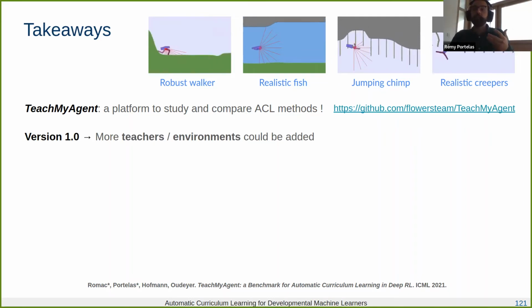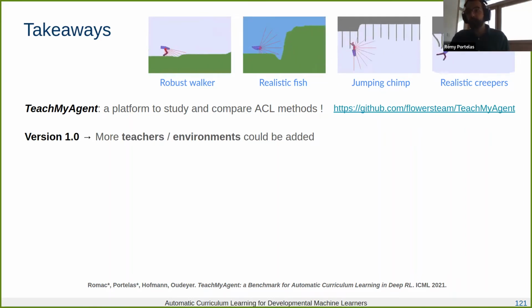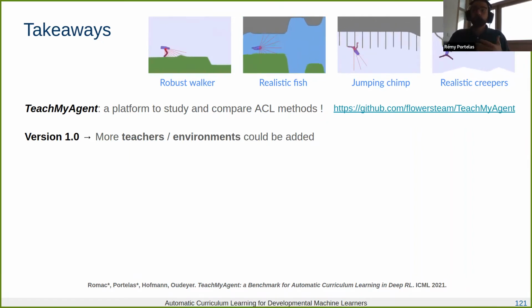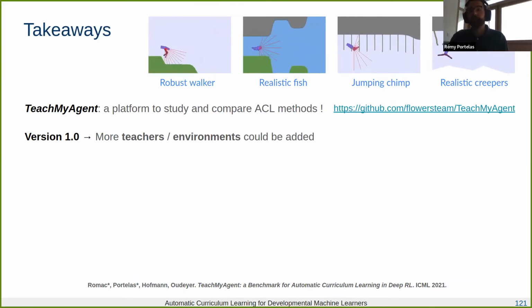So note that it is only version 1.0 of TeachMyAgent. We would like to increase the diversity of considered environments. So far, it's essentially focused on locomotion. We could also add more recent ACL methods to the existing set.